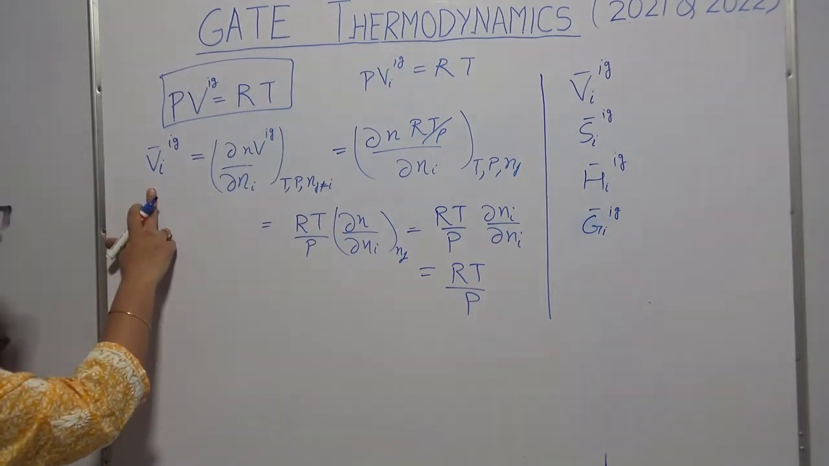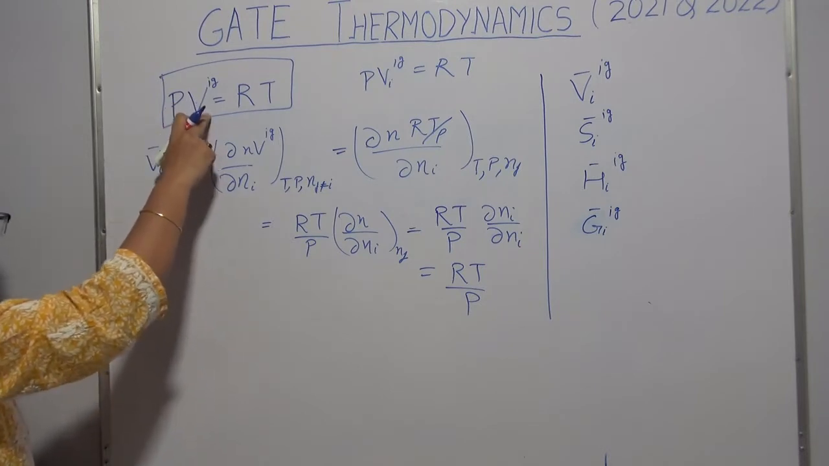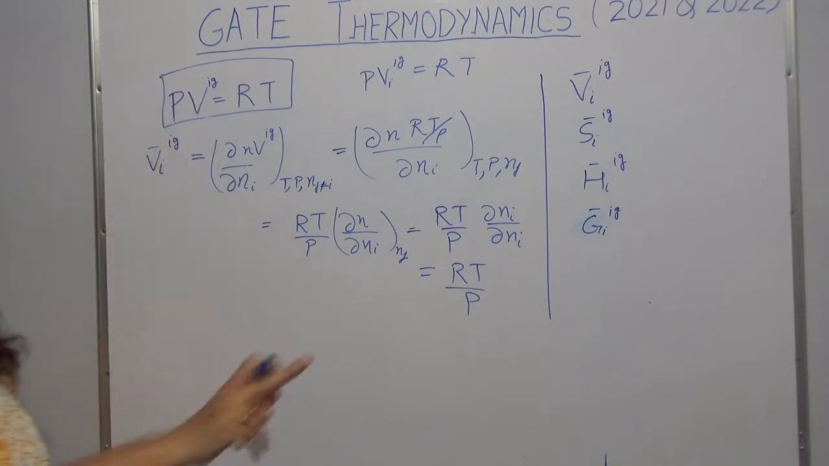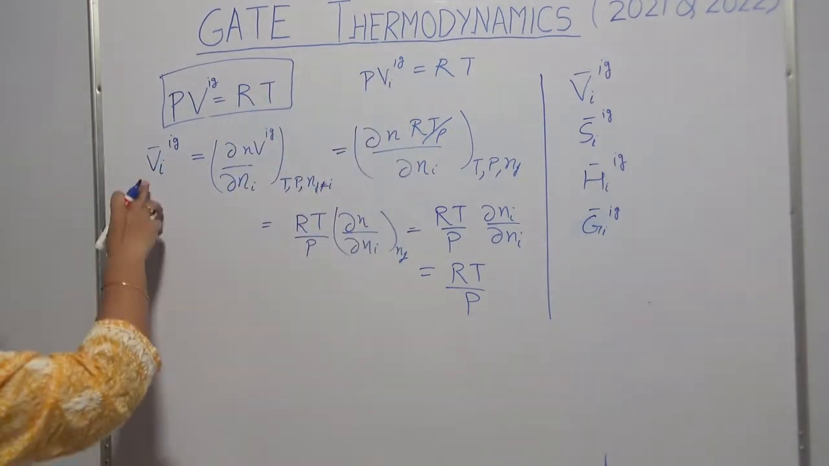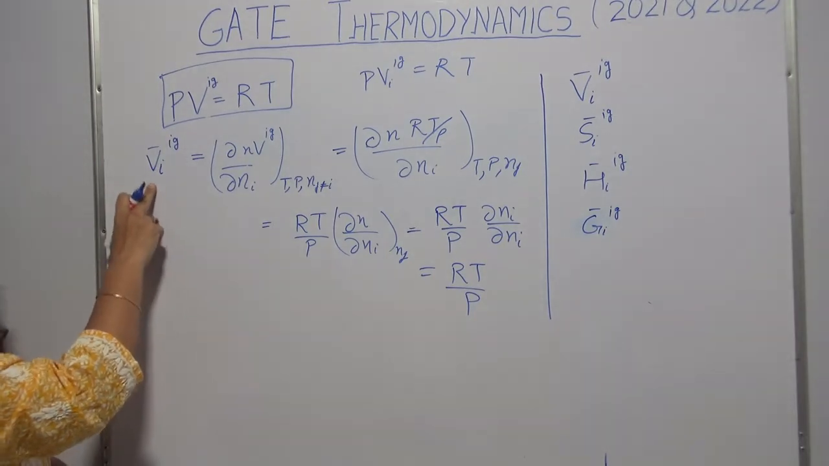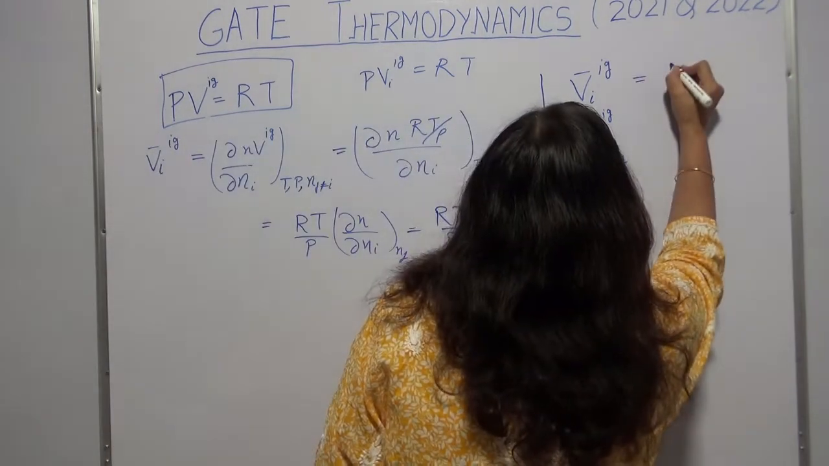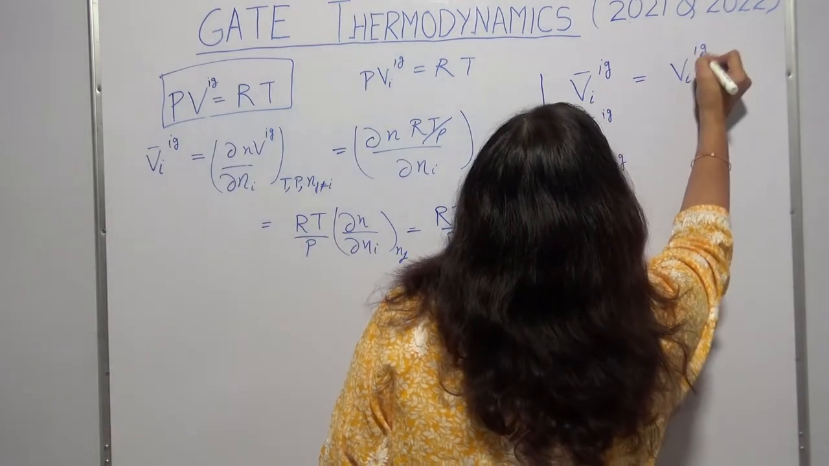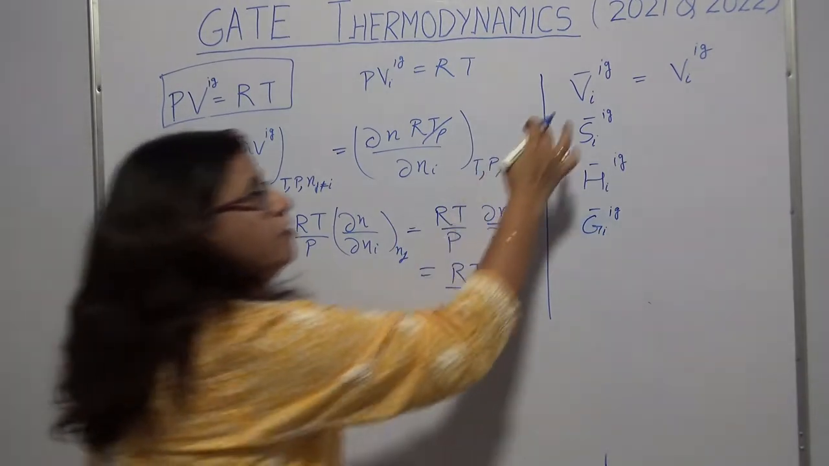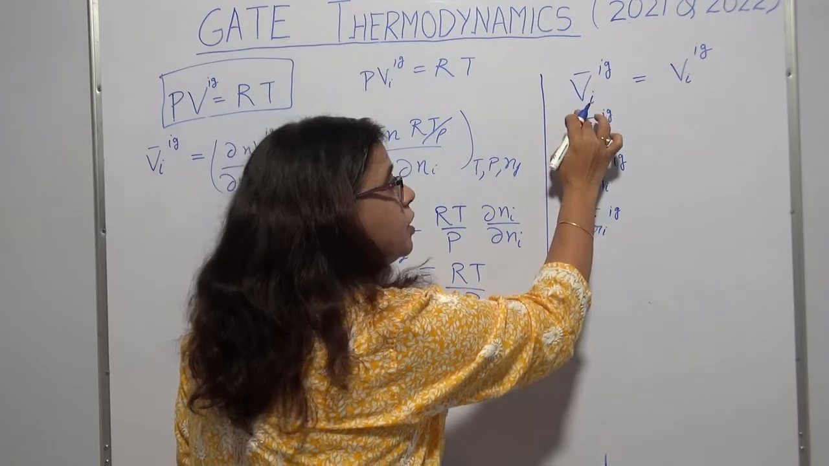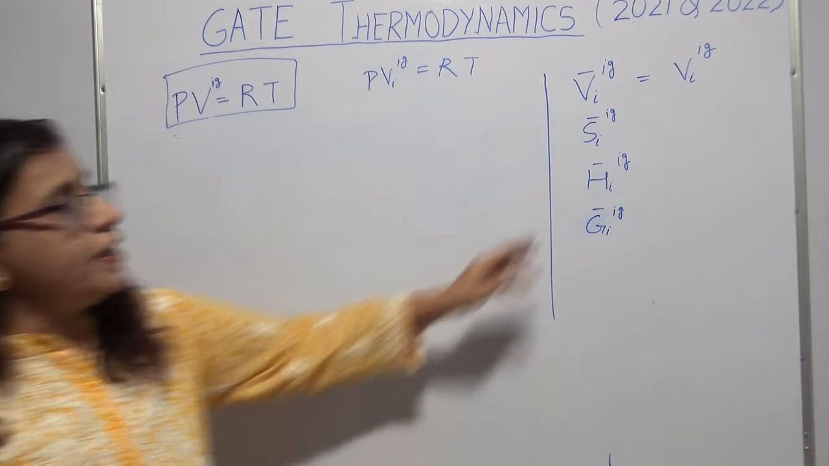So what we find over here is that for an ideal gas the mixture molar volume is equal to the pure species molar volume, which is also equal to the partial molar volume of species I in an ideal gas mixture. So I am going to write this in terms of my pure species molar volume. That's what we have found out, that your partial molar volume is equal to your pure species molar volume. Next we have to find these quantities.